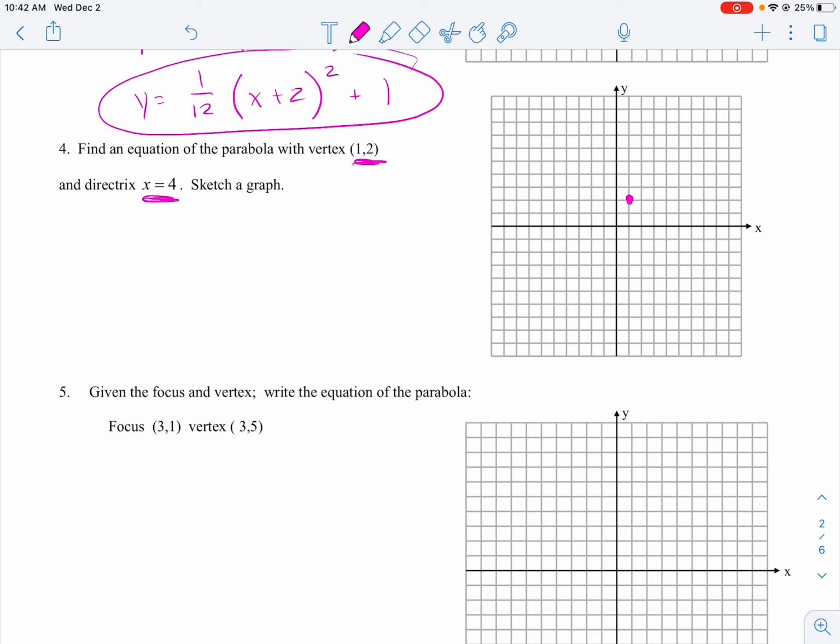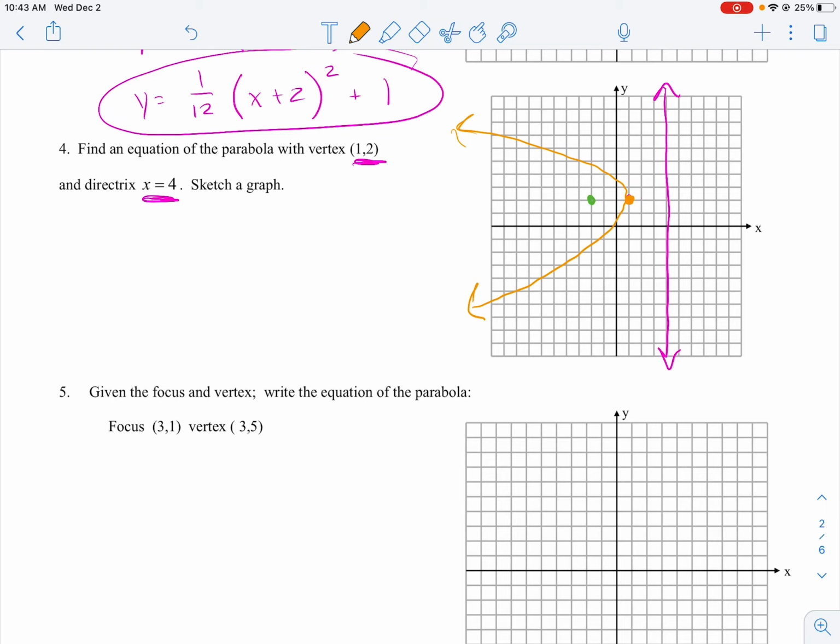is our vertex, and our directrix is no longer a horizontal line, but it's a vertical line at x is equal to 4. So 1, 2, 3, 4. So our vertical line falls right here. And so remember, this is our vertex here, which means our focus is going to be the same distance away from our vertex as our vertex is from our directrix. So it's going to be right here, which means our graph is facing to the left.